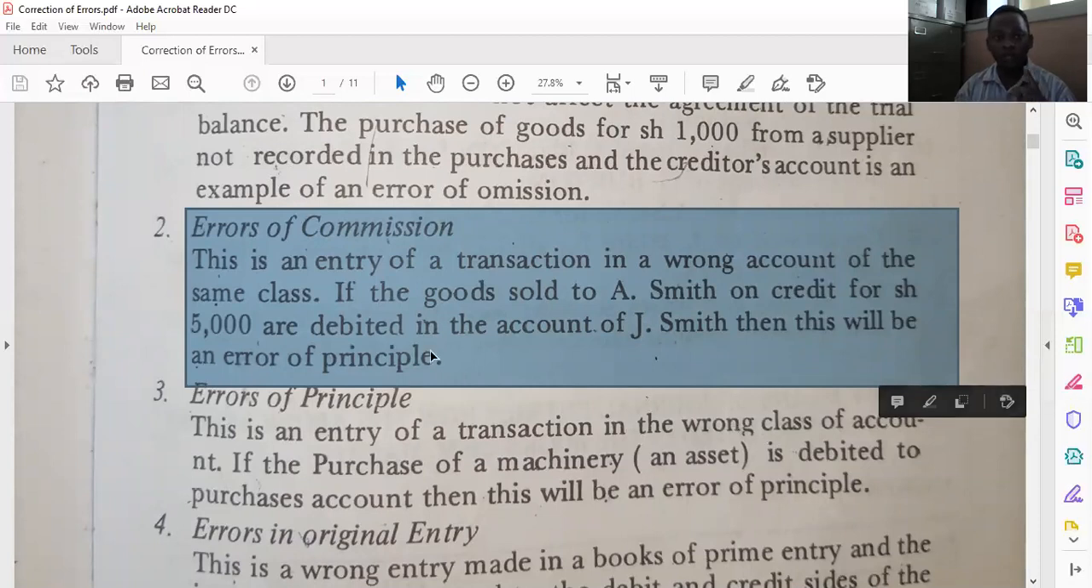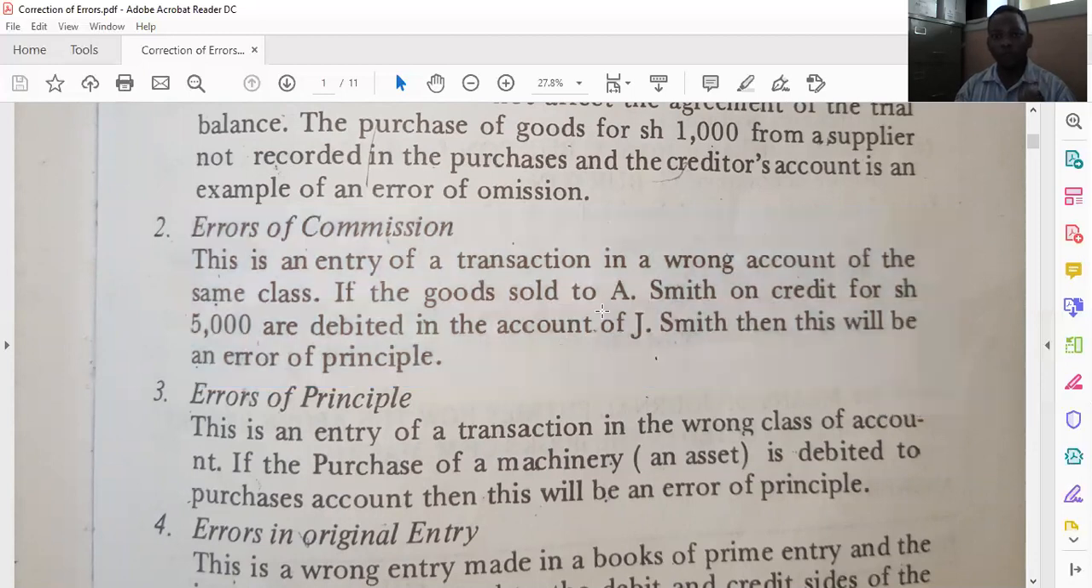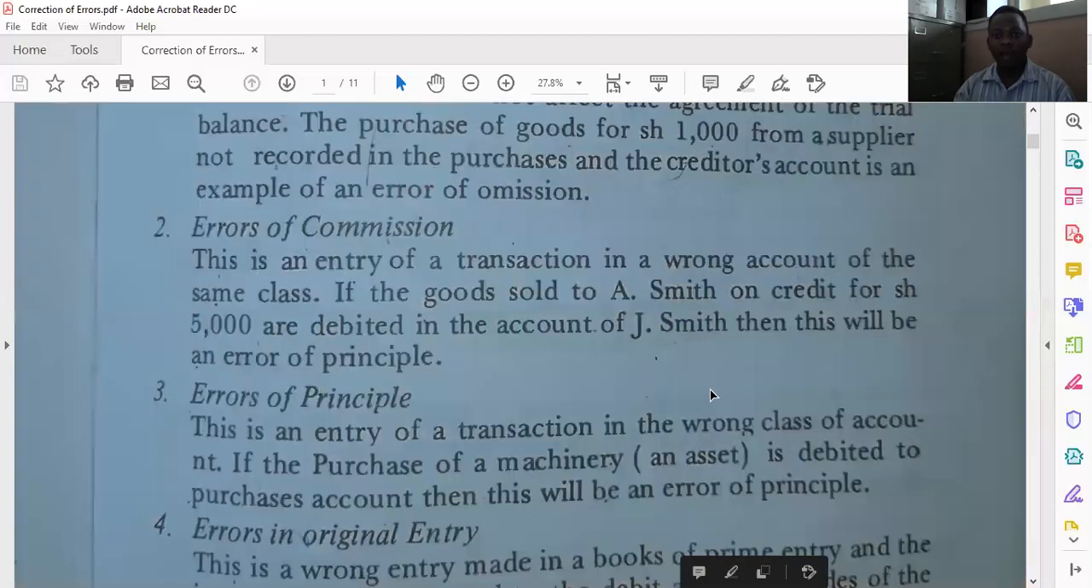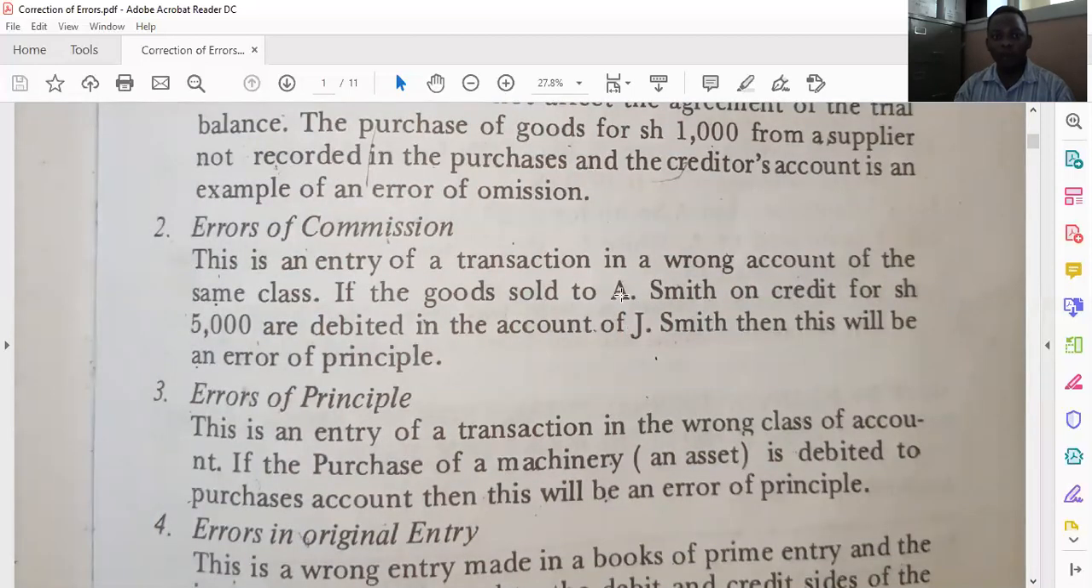So for instance, as you are given here, goods sold to A. Smith on credit for 5,000 shillings are debited in the account of J. Smith. This will be an error of principle. So in this case, we note that A. Smith and J. Smith are two different persons, but they are both debtors. So they are in the class of debtors, but they are different debtors. So we have A. Smith and J. Smith. So in this case, a credit entry that ought to have been made in the books of A. Smith has been made in the books of J. Smith.